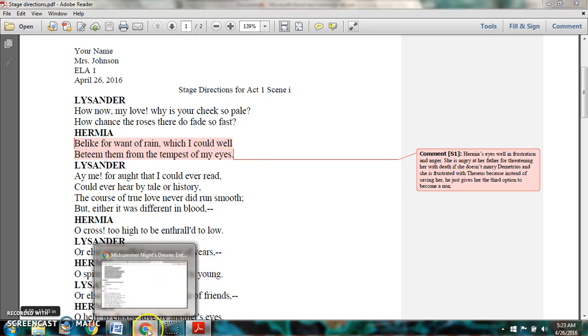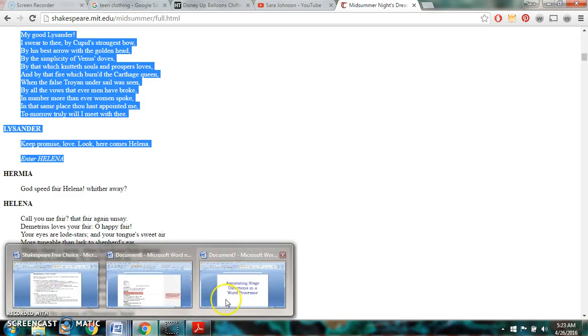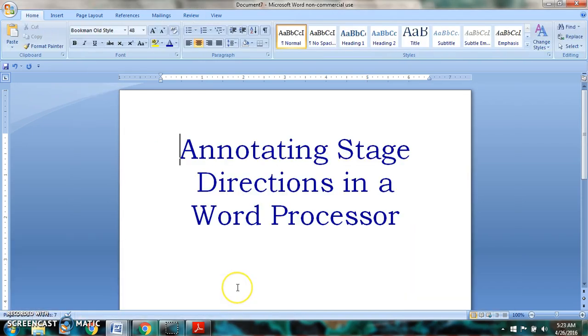When you're doing it in something like a Google document, make sure that you are also putting down things like your title and things of that nature. So that's pretty much how to annotate stage directions in a word processor.